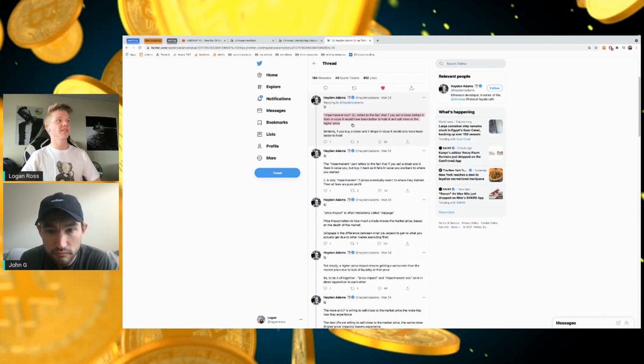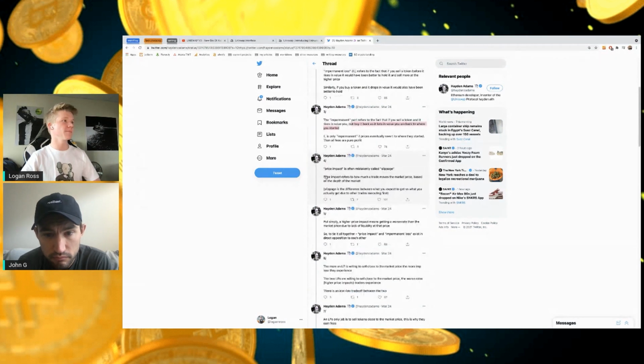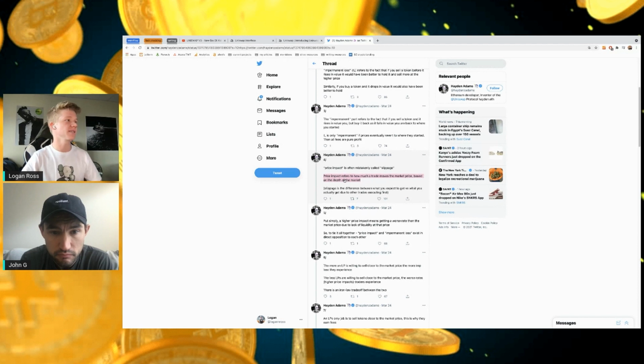Impermanent loss refers to the fact that if you sell a token before it rises in value, you would have been better off to hold it and sell it at a higher price. Or if you buy it and it falls, then you would have been better off just to not buy it. Price impact refers to how much a trade moves the market price. So based on how many orders are placed at any given value, your one order may or may not have an effect depending on its size, and that's what price impact is.